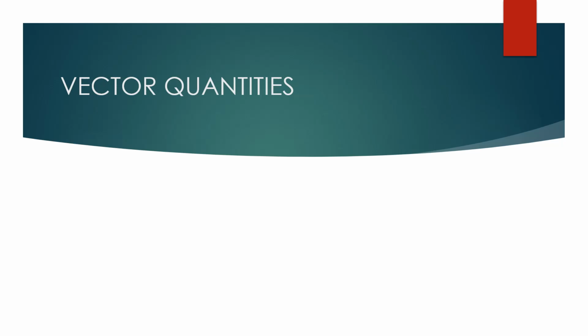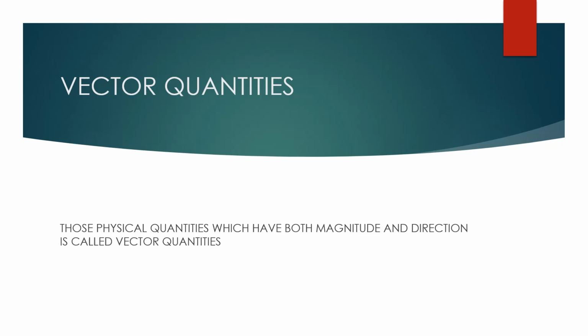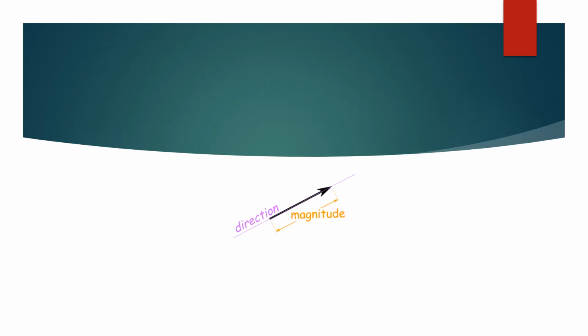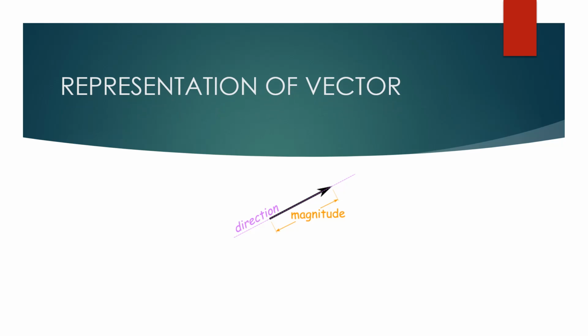Vector quantities. We know those physical quantities which have both magnitude and direction are called vector quantities. How do we represent a vector? Representation of a vector: a vector is represented in the form of an arrow, where we have the magnitude as well as the direction with the help of this arrow mark.